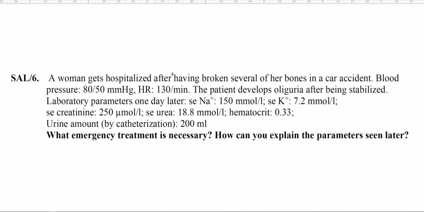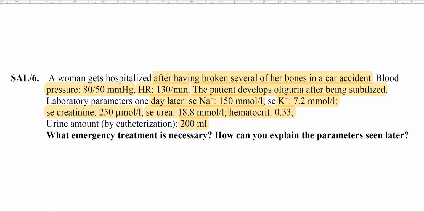A woman gets hospitalized after having broken several of her bones in a car accident. Blood pressure 80/50, heart rate 130 per minute. The patient develops oliguria after being stabilized. Laboratory parameters of 1 day later: sodium 150 millimolar per liter, so that's high. Potassium 7.2, creatinine 250 micromolar per liter, urea 18.8, so that's high, okay. Yes, high, and hematocrit 0.33, which is low.